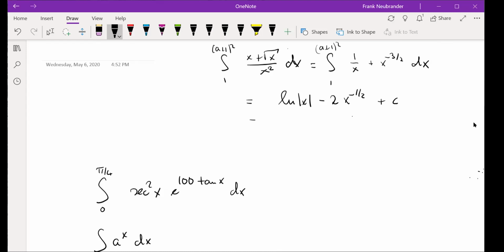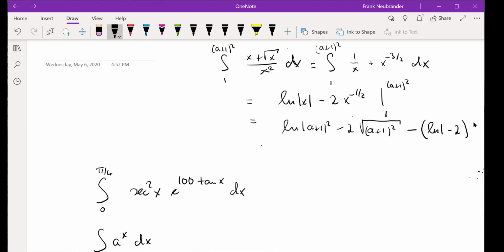So it is the same then as, and you have to evaluate this between 1 and a plus 1 squared. So you get, if you plug it in, the logarithm of a plus 1 squared minus 2 times the square root of a plus 1 squared. So this happens when you plug in the upper bound, minus, if you plug in the lower bound, you get the logarithm of 1 minus 2.